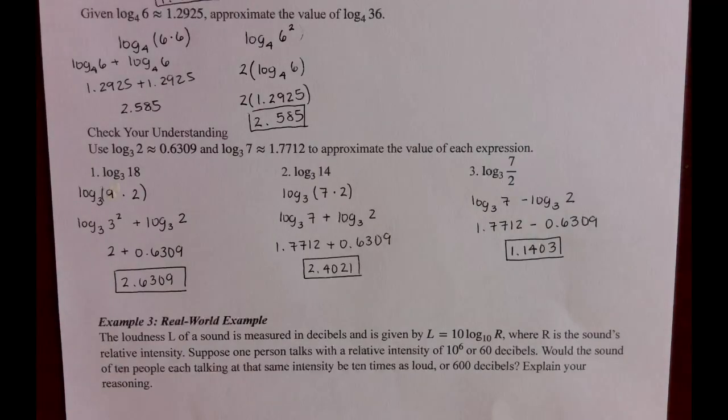Okay, so for 1, you should have gotten 2.6309. For 2, you should have gotten 2.4021. And for 3, you should have gotten 1.1403. If you got that right, you can move on to the next example. If not, here is your explanation.